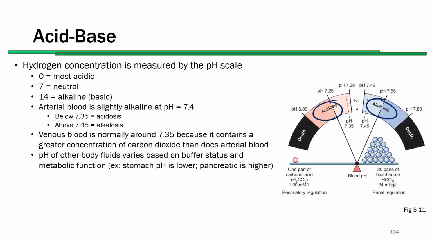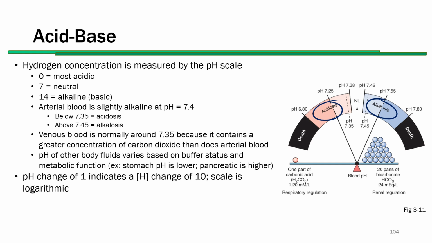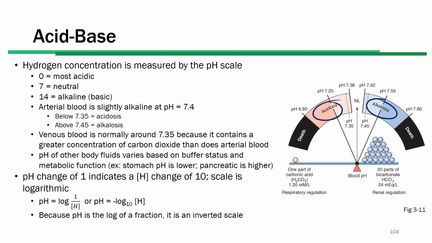The pH of other body fluids varies based on buffer status and metabolic function. So stomach pH is low, and pancreatic pH is higher because it has a lot of buffers. A pH change of 1 indicates a hydrogen concentration change of 10. The scale is logarithmic, so pH is the negative log base 10 of hydrogen concentration.